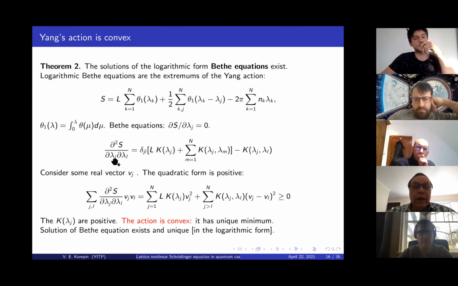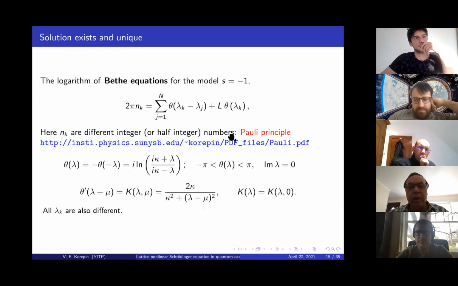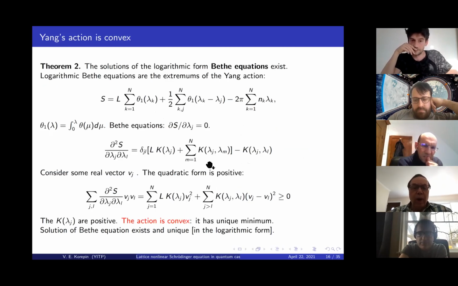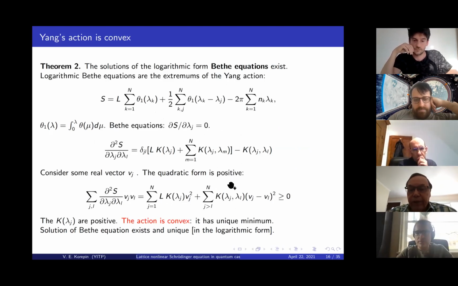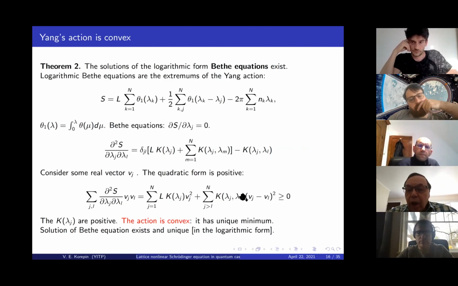So this is the matrix of the second derivatives of this Yang action. And K was somewhere in the previous transparencies. Yeah, here is K. Kappa is the coupling, and K is kappa over lambda minus mu squared, meaning that K is positive. So let's calculate the quadratic form of this matrix. I can separate this contribution, and then one given K, like lambda 1, lambda 2, appears actually 4 times in the matrix, and all of this can be combined into this quadratic form, the difference of the vector squared multiplied by K.